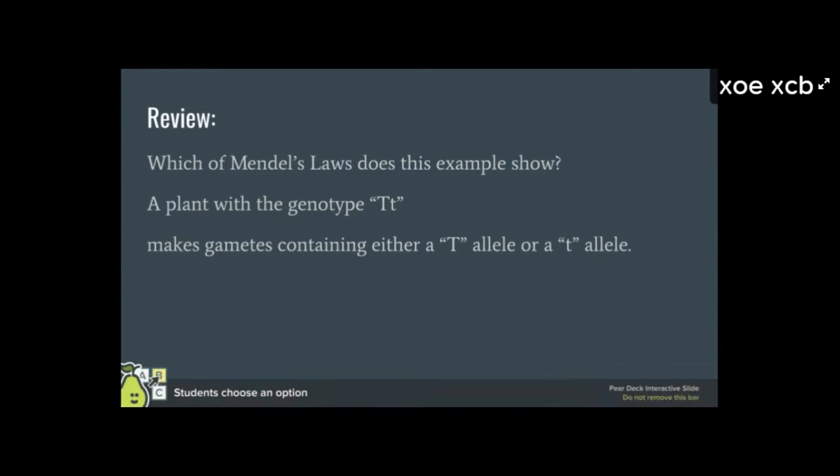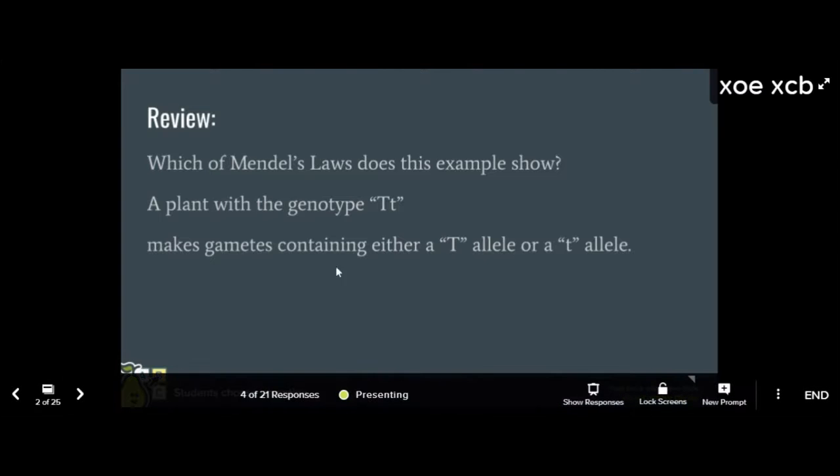A plant with the genotype big T, little t makes gametes containing either a big T allele or a little t allele. Remember, alleles are just the different versions of the gene. Two separate alleles for blue eyes and brown eyes, right? So when you make gametes containing either one or the other, what is that called?